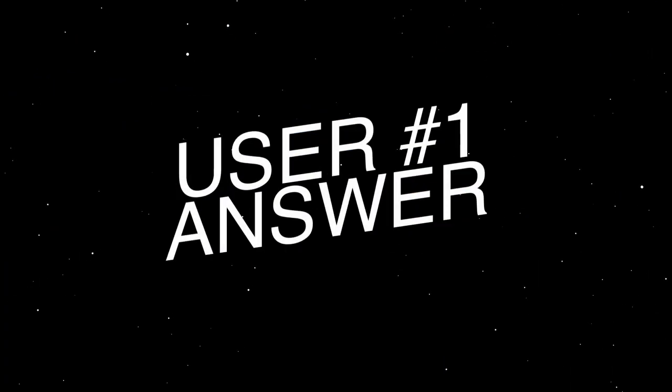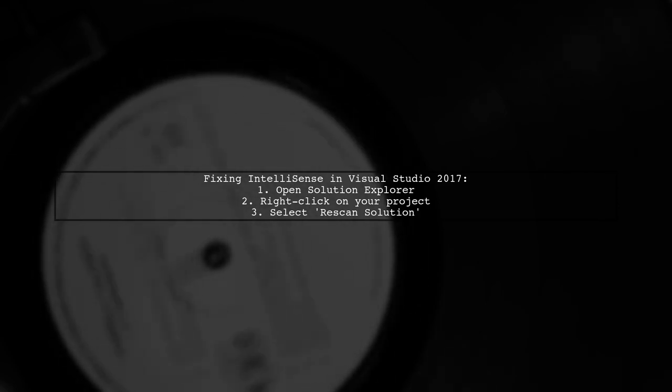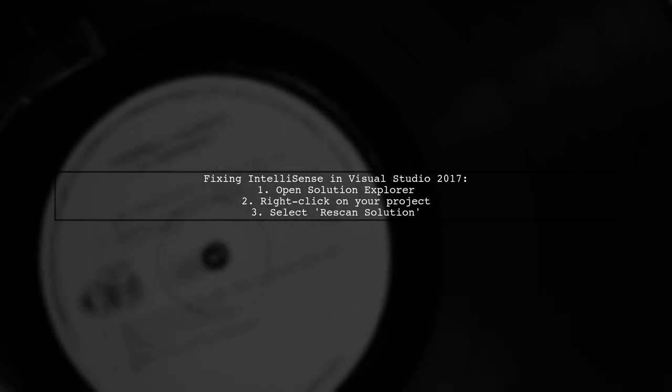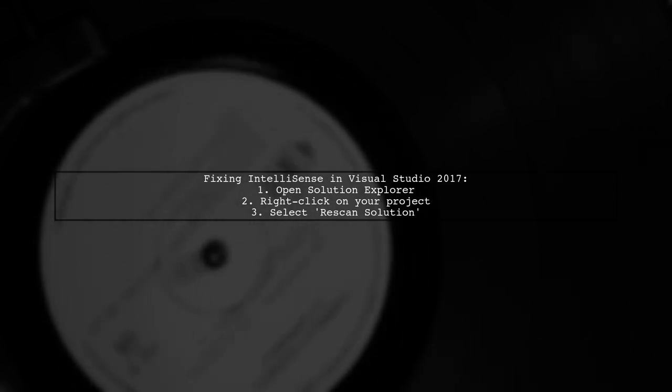Let's now look at a user-suggested answer. To fix IntelliSense issues in Visual Studio 2017, simply right-click your project in the Solution Explorer and select Rescan Solution.